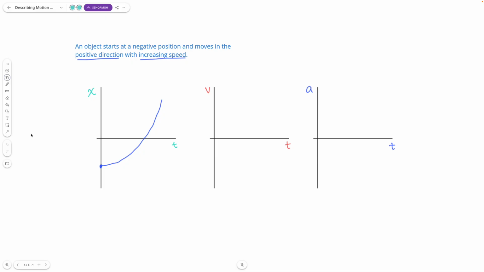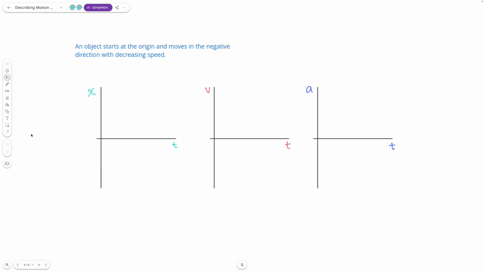It doesn't specifically state this, but let's imagine here that our initial velocity is 0. It's starting at rest. So if we want a positive increasing velocity, we need to be above the x-axis and moving away from 0. And to translate that to our acceleration versus time graph, we're just really looking at the slope of our velocity versus time graph. So if we have a positive constant slope here, we have a positive constant acceleration. All right, so those three graphs all match up with each other to describe an object that starts at a negative position but moves in the positive direction with increasing speed.